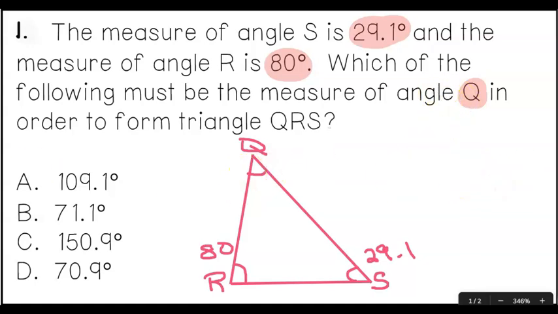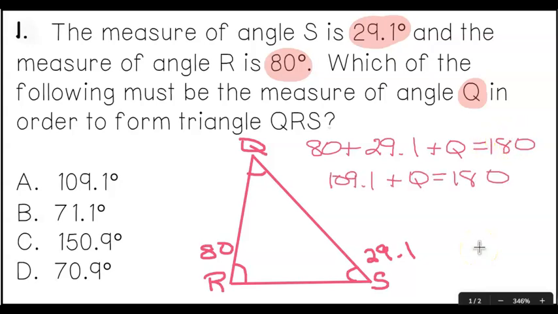I know that angle R plus S plus Q equals 180 degrees. So that means 80 plus 29.1 plus Q equals 180 degrees. If I add together the 80 and the 29.1, I get 109.1 plus Q equals 180. So what I've done is set up an equation where I can solve for the variable Q, or the angle Q. I need to subtract 109.1 from both sides, just like when we were solving our equations before.